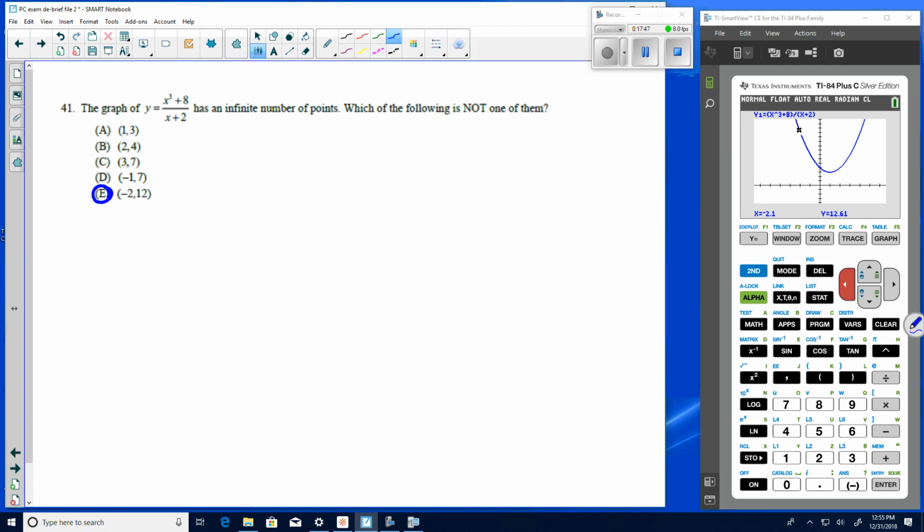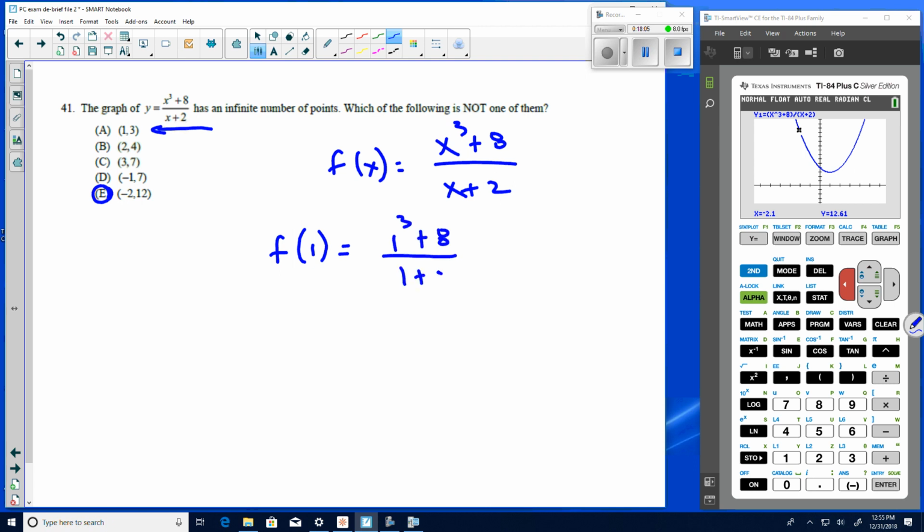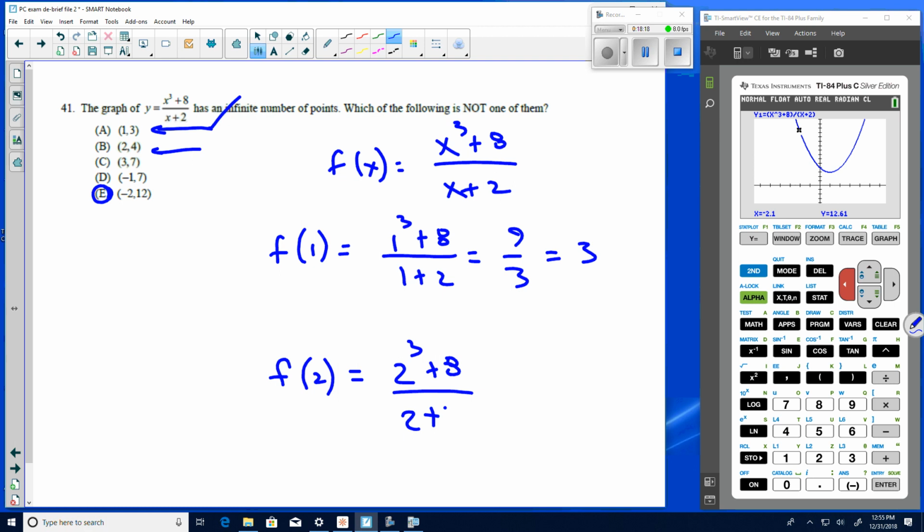In fact, if this is our function, x cubed plus 8 over x plus 2, you could verify that all these other ones are legit. If we put 1 in, this is the first guy, we would get 1 cubed plus 8 over 1 plus 2, which is 9 over 3, which is 3. Okay, so that's certainly a point. If you put 2 in, I'm not going to do all of these, but you could do it on your own. 2 cubed plus 8 over 2 plus 2, and that's 8 plus 8 is 16 over 4, which is 4, so that's a legit point.